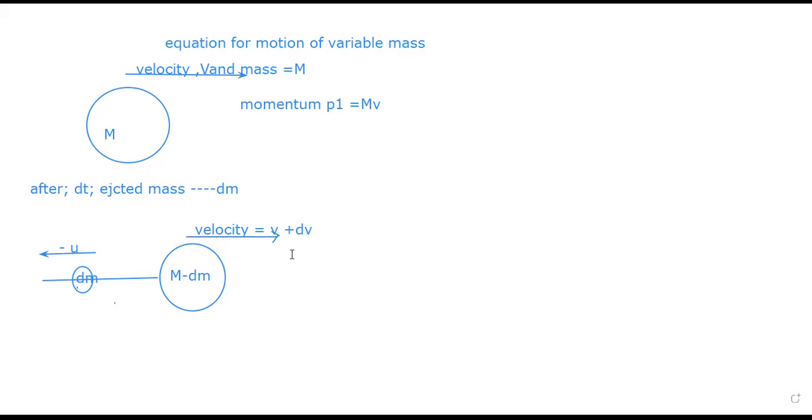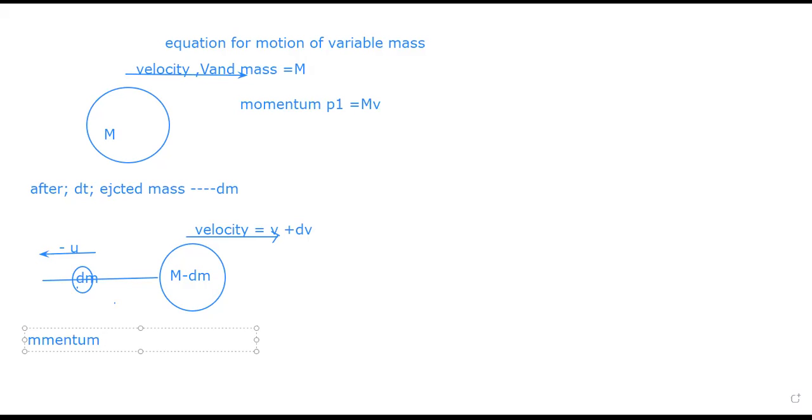Now we are going to derive the equation for this phenomenon, for this reaction. Here we have mentioned the momentum P1 equals mv before the reaction. Then we have to express the momentum after the reaction. So what is it after the reaction? We have to write that. So this is the momentum after the reaction.